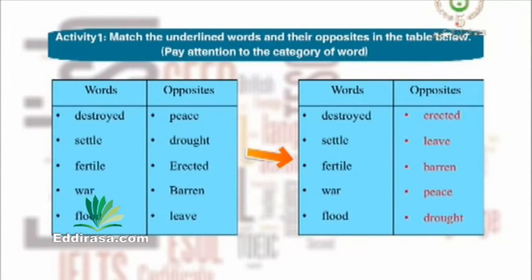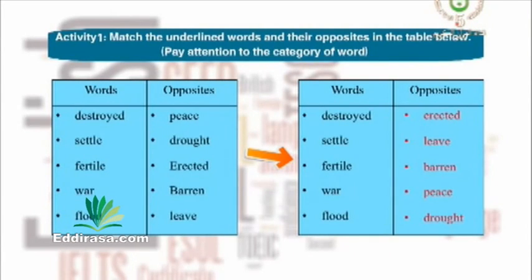Destroyed and settle are verbs. Fertile is an adjective. War and flood are nouns. Let's move to the opposites now. Peace is a noun. Drought is a noun. Erected is a verb in the past. Barren is an adjective. And live is a verb in the infinitive. I suppose that now we are able to correct the activity. Let's start.